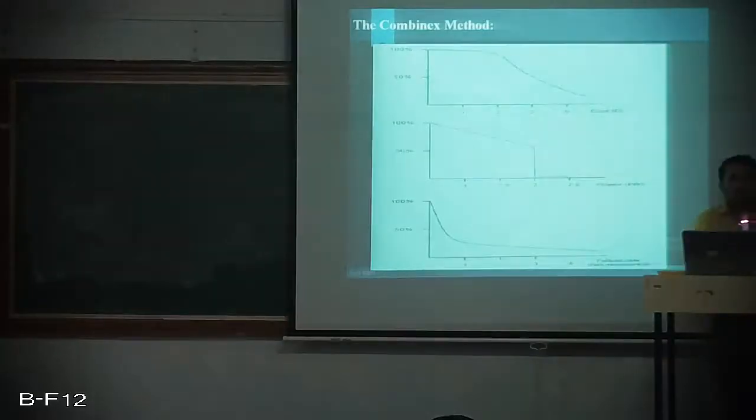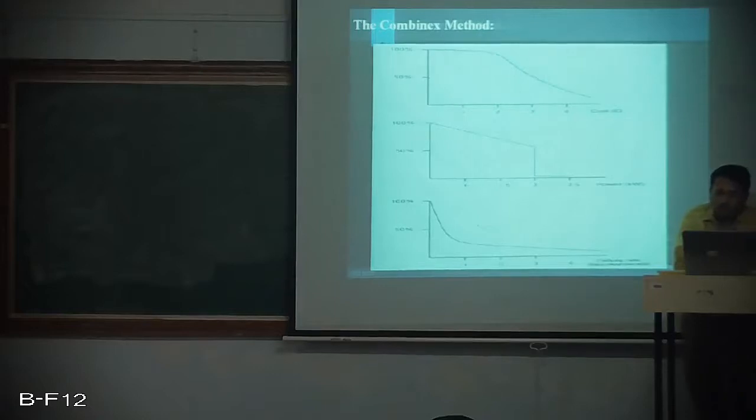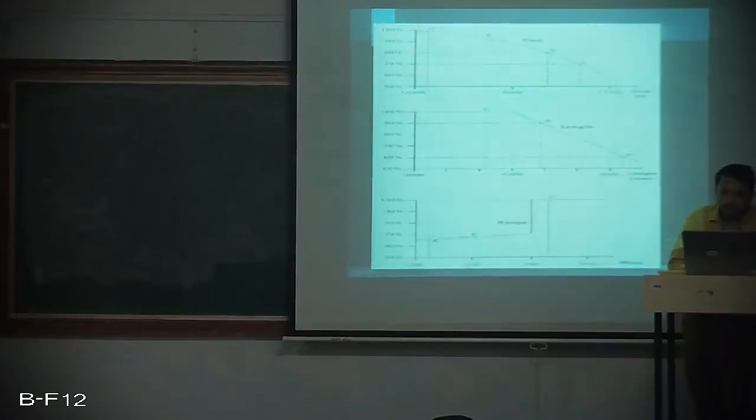So here is the Combinate Method. It is drawn from 0 to 100%. For the cost and power, it is from 2 to 100%, and for failure rate, it is linearly varying from 4 to 100%.